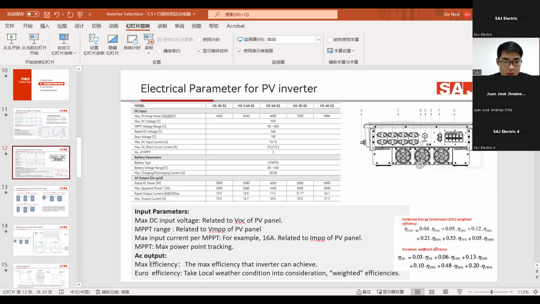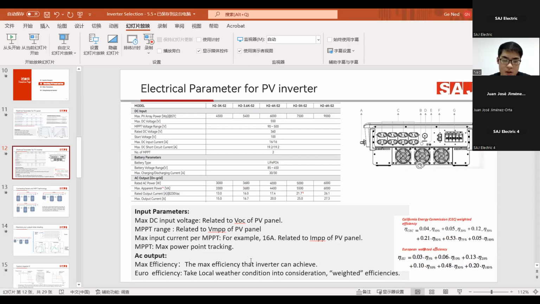And then is AC output. I'd like to introduce the efficiency. You can see the efficiency on the data sheet of the inverter. The maximum efficiency is the best that the inverter can achieve under any conditions. So that efficiency you can label on the machine.